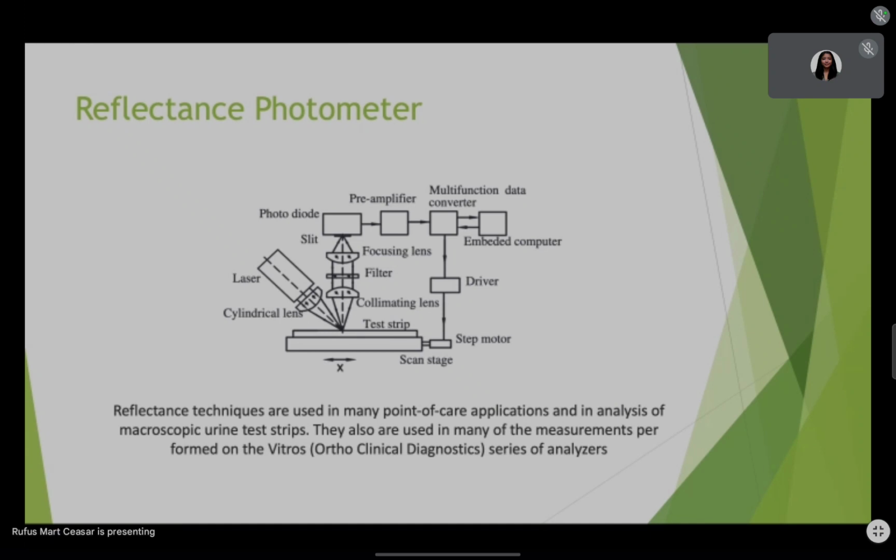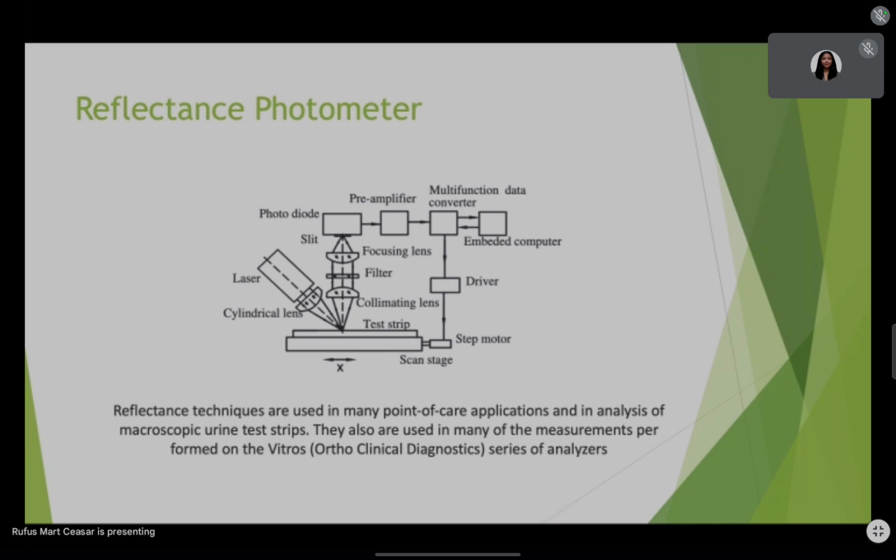Specular reflectance occurs when light is reflected from a smooth or mirror-like surface. Ayun nga, sabi ko nga, madaming iba't ibang type ng reflectance. Dapat na-aral nyo na yun sa physics ninyo, yung unang calculus-based na physics. So, specular reflectance occurs when the light is reflected from the smooth or mirror-like surface.